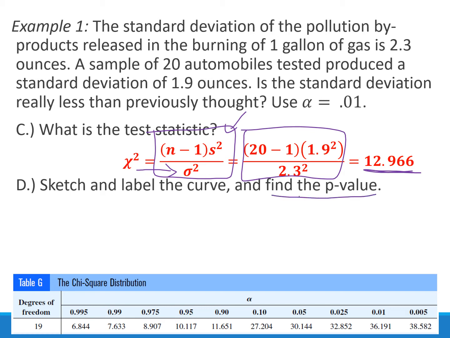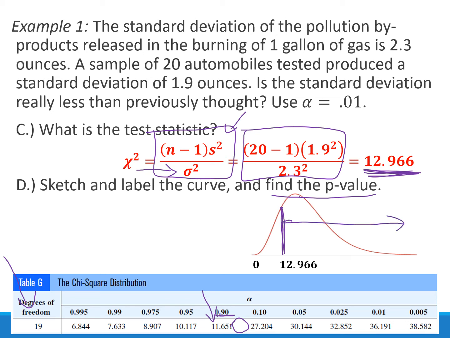So we're back to our chi-square distribution table. We're at 19 degrees of freedom, and we're going to put this value on that line. If we were to put it on this line, it would go just to the right of this 11.651. So drawing out this curve, we got 12.966. If we actually got 11.651, that would mean there was 90% of the distribution to the right. The chi-square distribution is always giving us area to the right, unlike the other two curves that give us area to the left. So since we got 12.966, it's a little bigger than this, which means there's less than 90%.